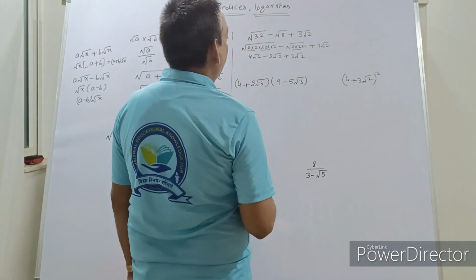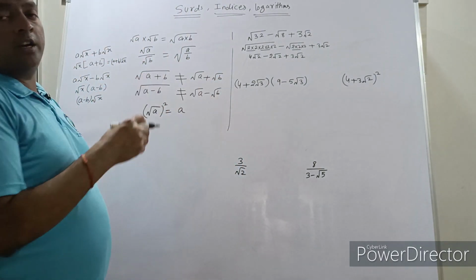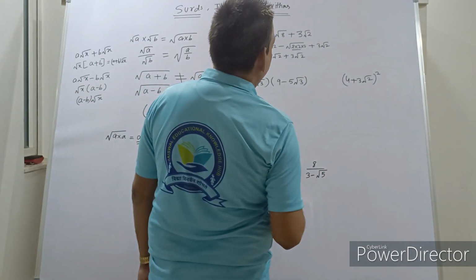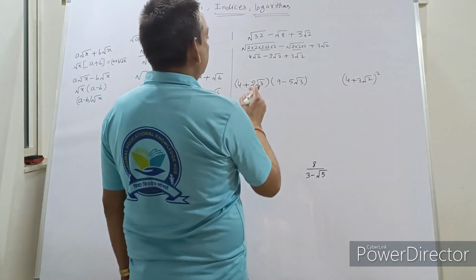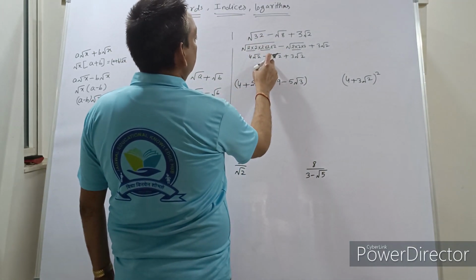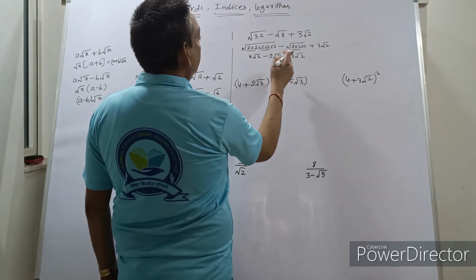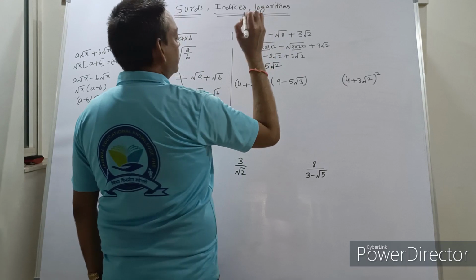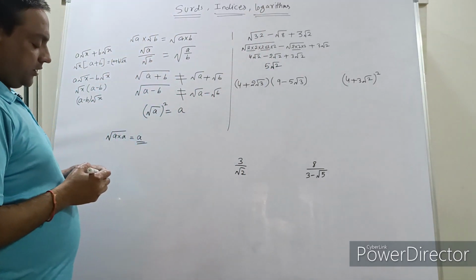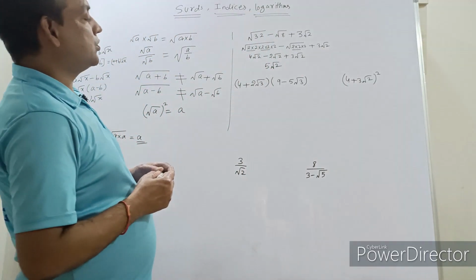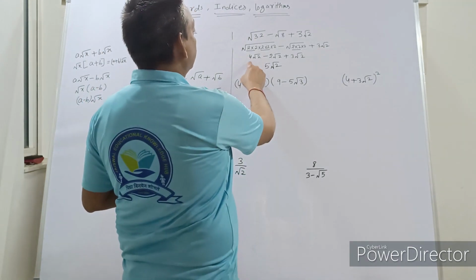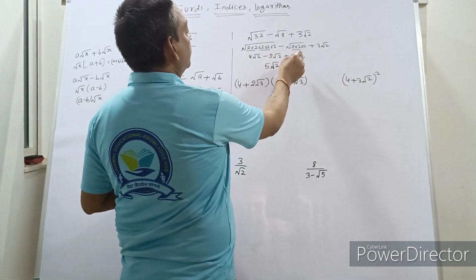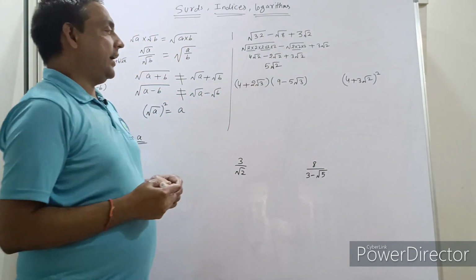Sometimes if the base is not the same, we can simplify and make the base the same if it is possible. Sometimes it's not possible, but yes, here it is possible. So 4 minus 2 is 2, 2 plus 3, 5. So the answer is 5 root 2. Clear? 4 minus 2 is 2, so 2 root 2 plus 3 root 2, so 2 plus 3, 5, 5 root 2 is the answer.